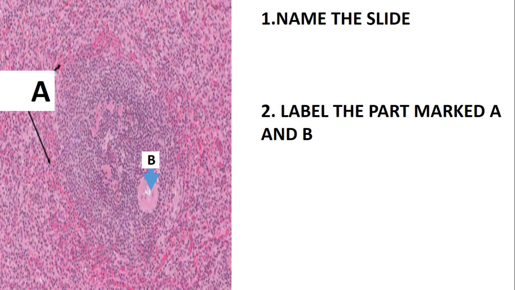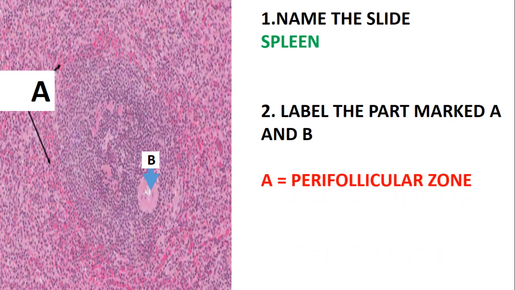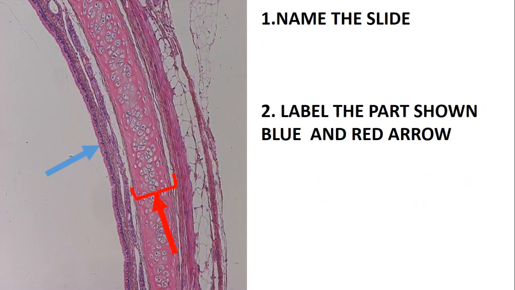All right, name the slide. If you look at this slide, it is just of the spleen. Label the part marked A and B. B is just a blood vessel, which is the central splenic artery, meaning A is just the perifollicular zone, and then B is just the central artery. Okay, we move on.